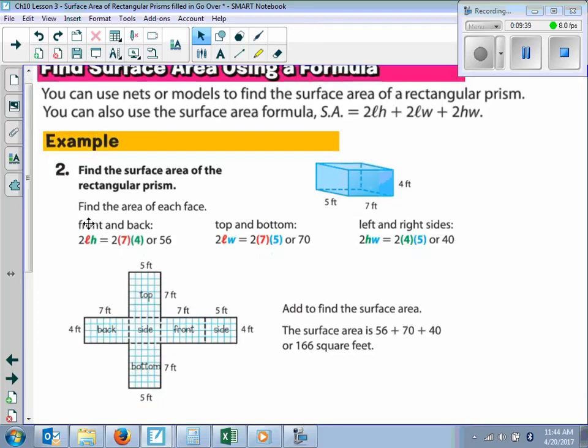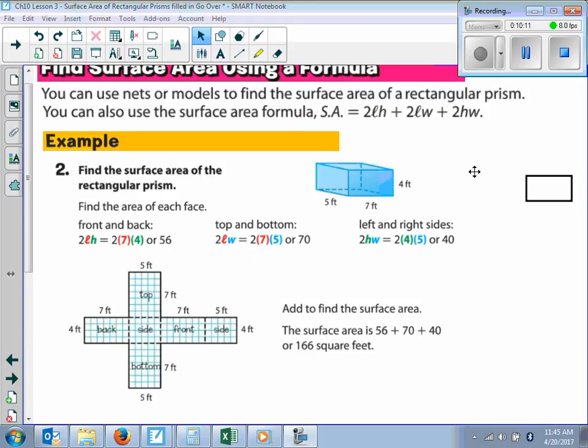So first we're going to find the area of the front and the back. Okay? So the area of the front and the back, there's the front and there's the back. We are going to multiply, since there's a front and a back, 2 times the length, which is 7, times the height, which is 4. When we multiply 2 times 7 times 4, we get 56.